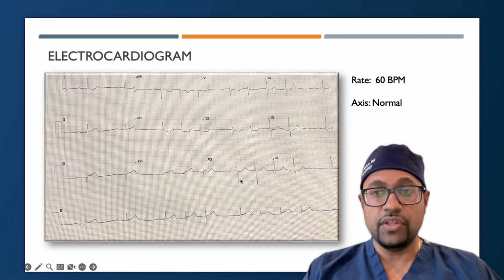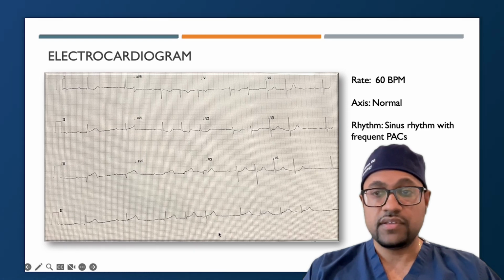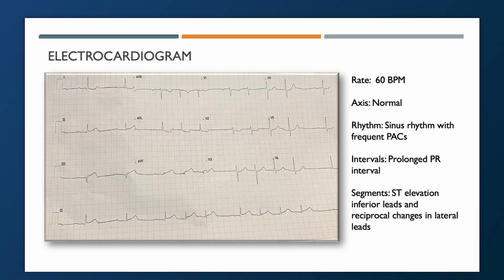So consistent with what I just spoke to, we have a rate of 60, upright QRS complexes in 1, aVF, and lead 2, consistent with normal axis. We have sinus rhythm with some frequent premature beats. In the intervals, we did notice that prolonged PR interval consistent with the first degree AV block. And the ST segments were elevated in the inferior leads with reciprocal lateral changes.